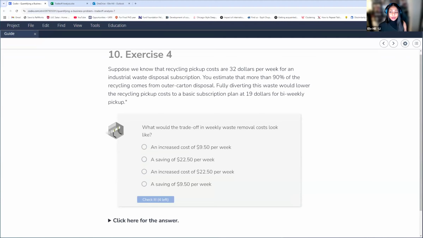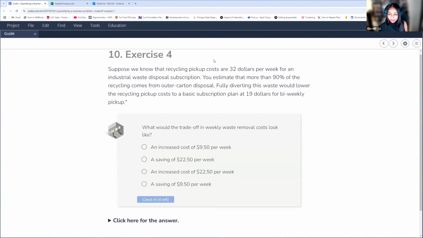So suppose that we know recycling pickup costs are $32 per week. Now I will have you set off alarm bells whenever you see units, because the units are going to be really important here. Oh my goodness, a lot of you have already answered it. Amazing. But I'll go over this first, but you have plenty of time to answer exercise 4.